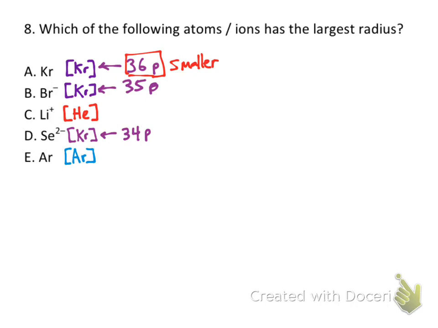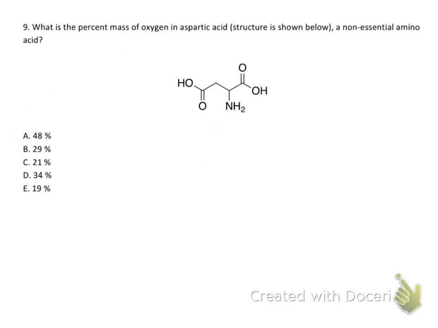The one that's going to be the largest of these 3 is going to be the one that has the fewest number of protons. So fewer protons means, if you're comparing isoelectronic series, if you're comparing elements that have the same electron cloud but differ in the number of protons, the fewer the protons, the larger it's going to be. So this is going to be our winner chicken dinner. And now we want to find mass percentage of oxygen in aspartic acid.